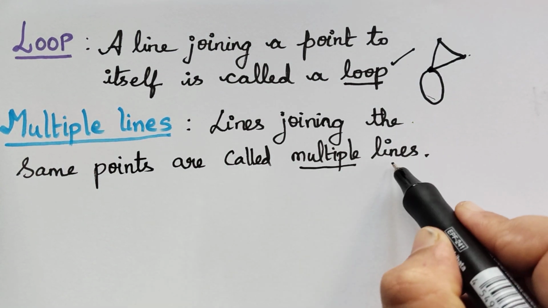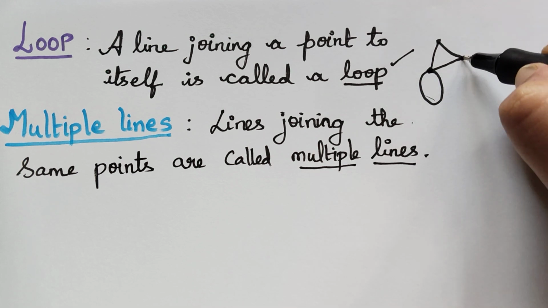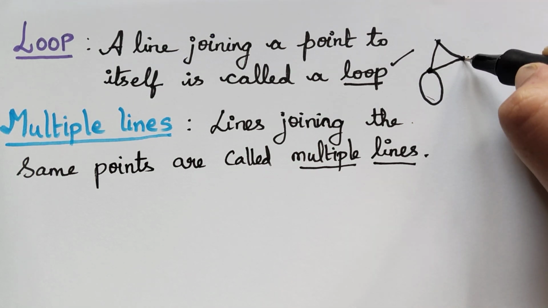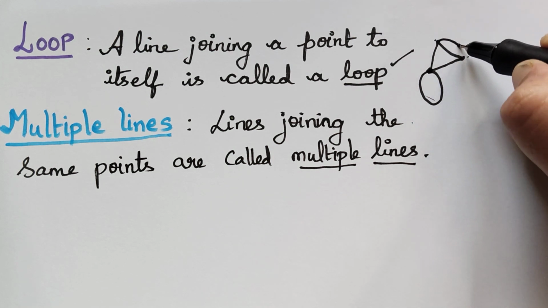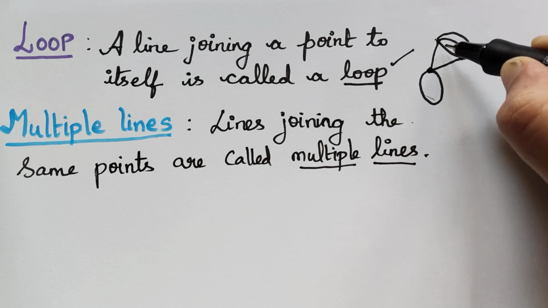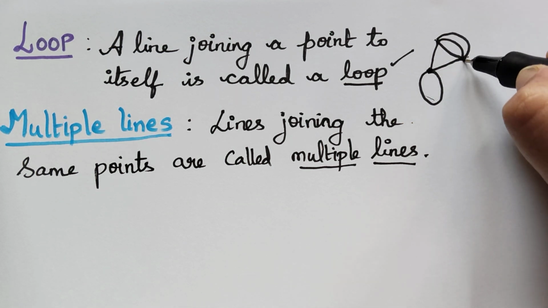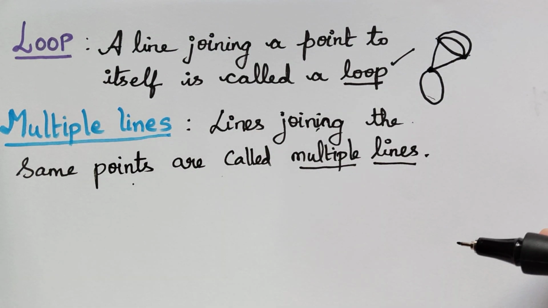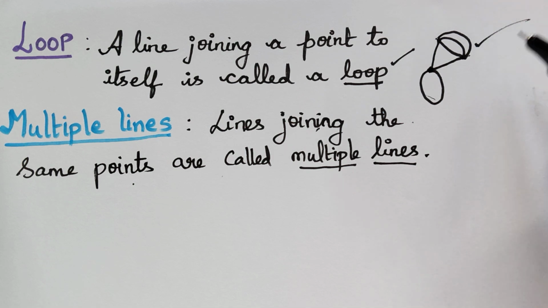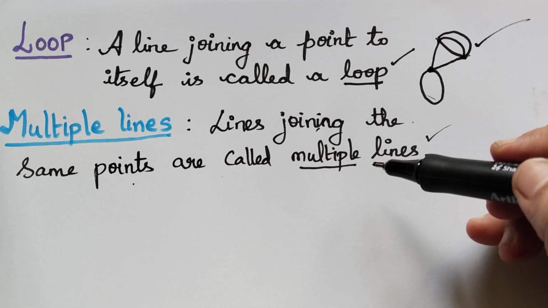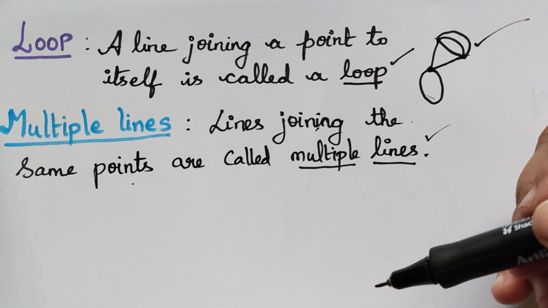And what are multiple lines? For example, between these 2 vertices we already have an edge. Now, if there are some more edges like this, they are known as multiple lines. So there is more than one edge, and those edges connect the same 2 points. So lines joining the same points are called multiple lines. This is also an example of multiple lines. We will learn these 2 concepts further with one more example.